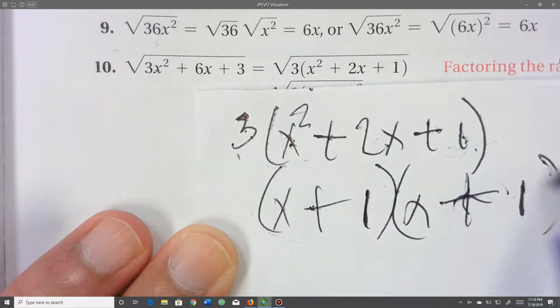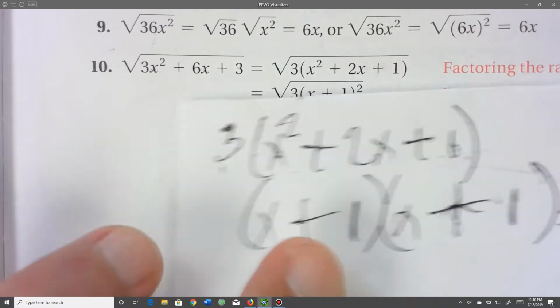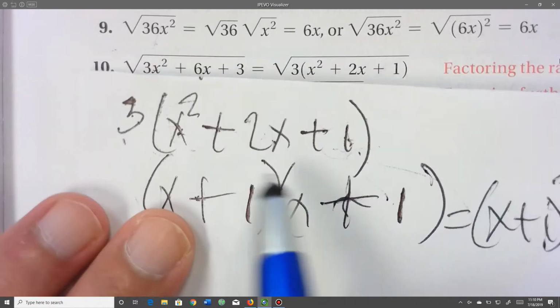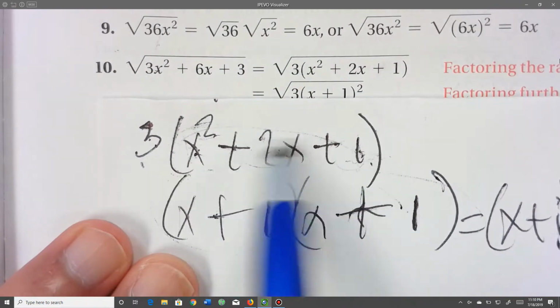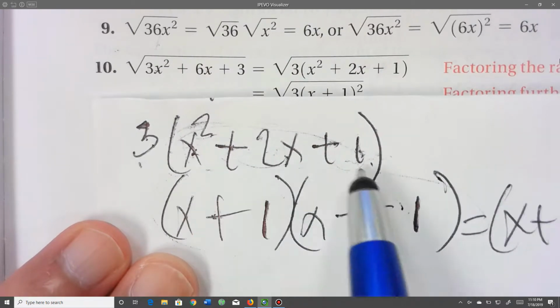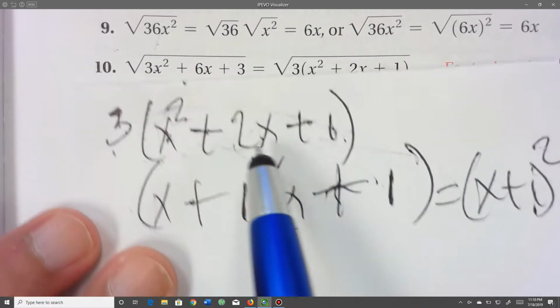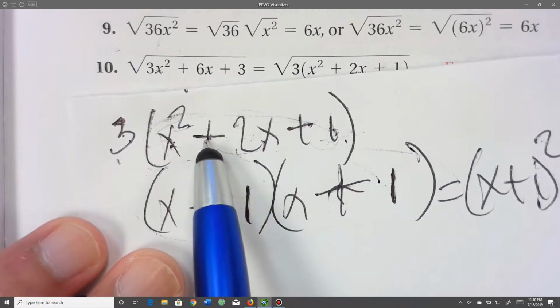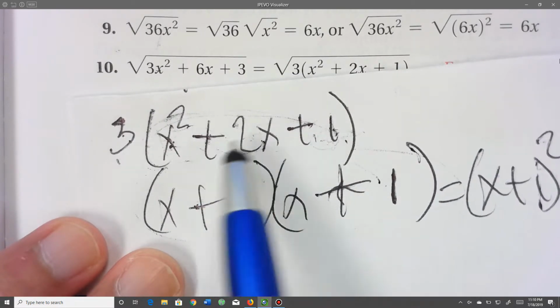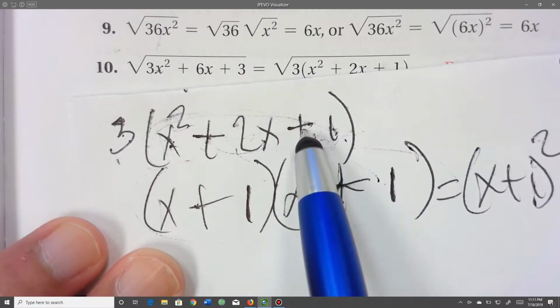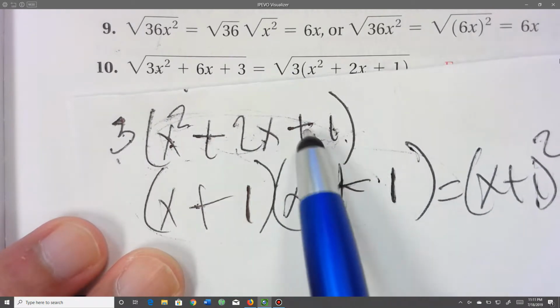Alright, and notice that this is a perfect square. Rewrite it as (x plus 1) squared. Notice that I didn't think of this as being a perfect square, even though it was. The only time you're going to get a perfect square is when you have the opposite sign here, a positive sign here.